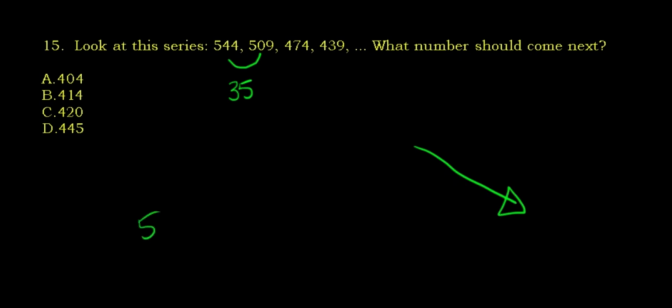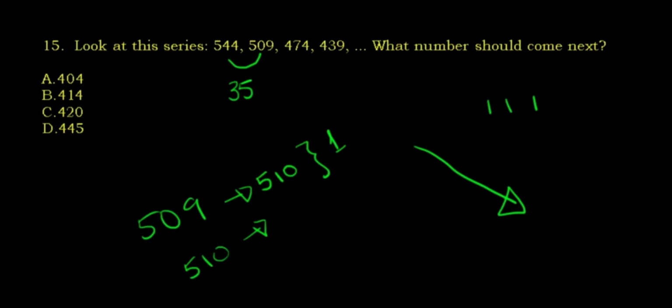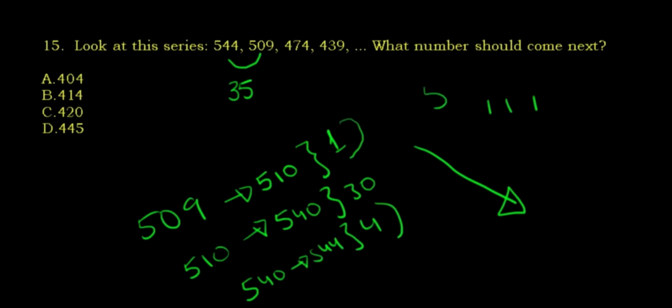What I did in my head was go from 509 to 510, that's a 1. Then from 510, 520, 30, 40. That's a 30. Then from 540, I went to 544. That's a 4. 1 and 4 together, that's a 5. And then I got the 30, so altogether it's 35. That's how I did it in my head.